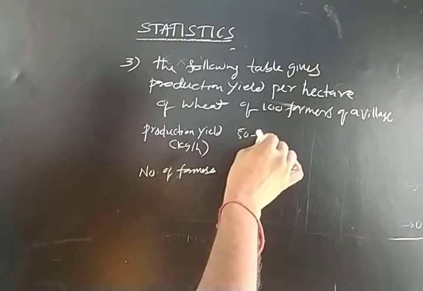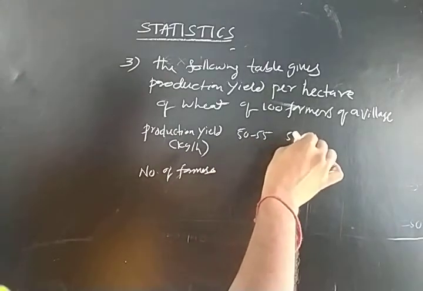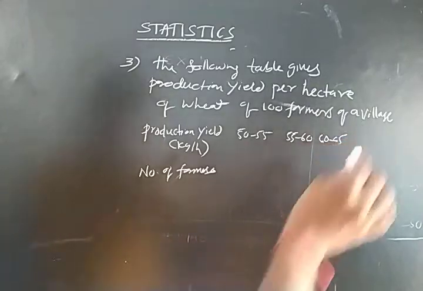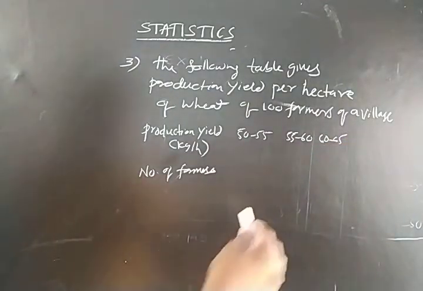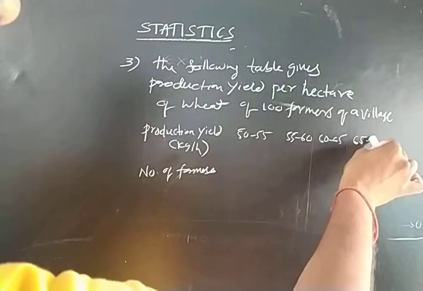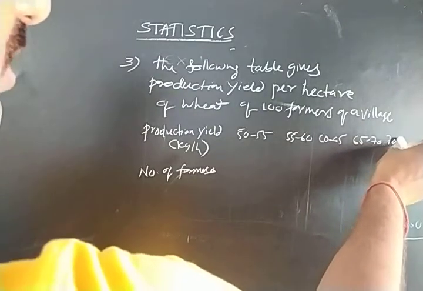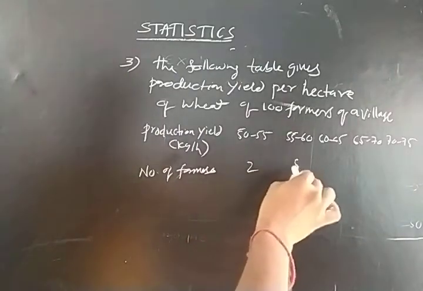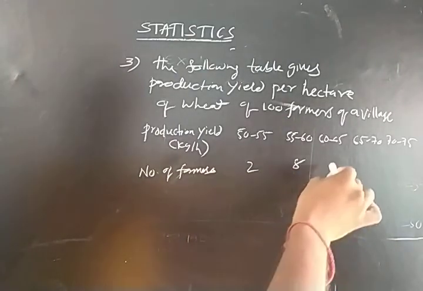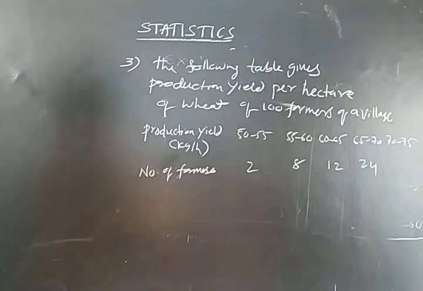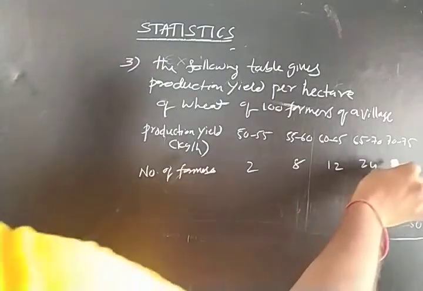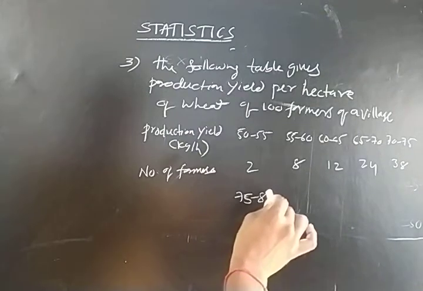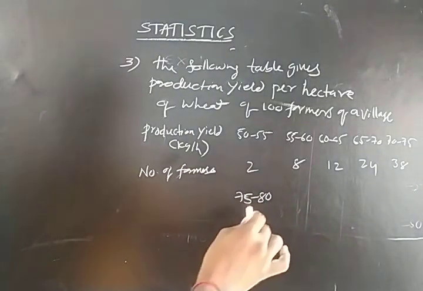50 to 55, 55 to 60, 60 to 65, 65 to 70, 70 to 75, 75 to 80. For 50 to 55 the number of farmers is 2, next 8, next 12, next 24, next 38, next 60.